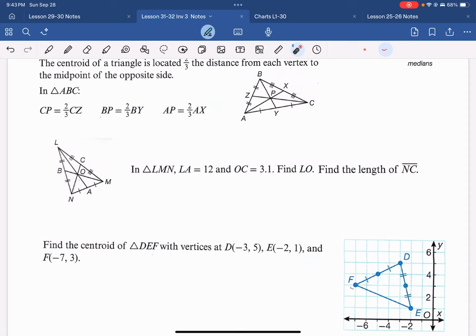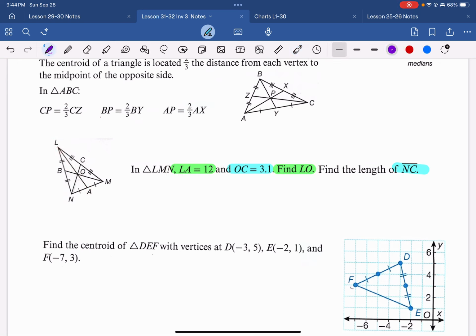This right here says to find LO and NC, given that in triangle LMN, LA is 12 and OC is 3.1. So we are going to use this to find this, and then this to find this. Okay, so let's start with the green. It says that LA is 12. LA is the whole thing, okay? They want us to find LO, so that's this.